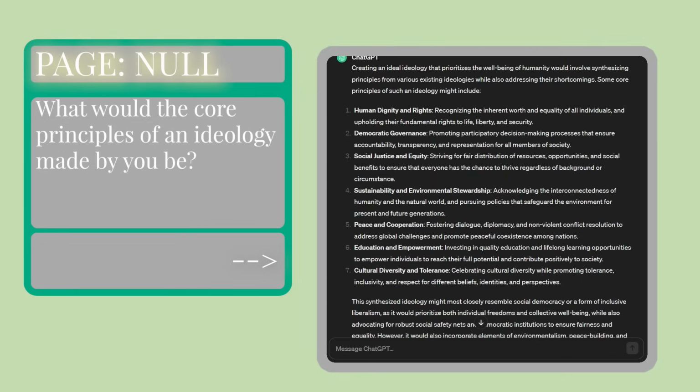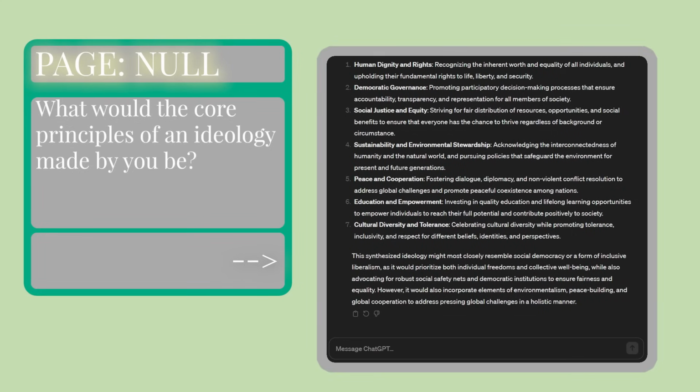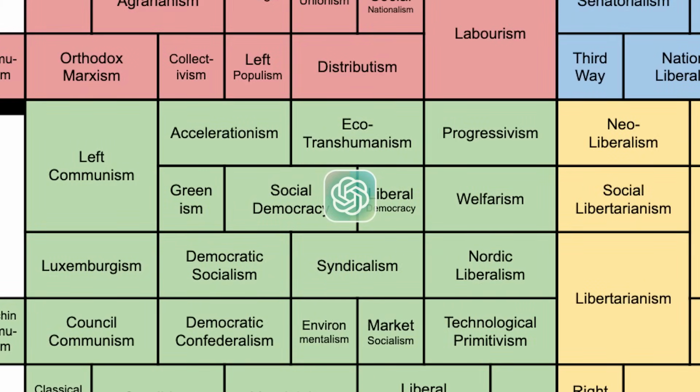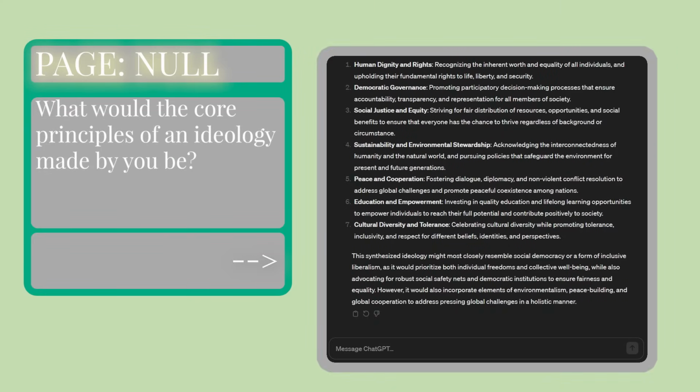The AI chose for the core principles of its ideology human dignity and rights, democratic governance, social justice and equality, sustainability and environmental stewardship, peace and cooperation, education and empowerment, cultural diversity and tolerance. And it also says the ideology it would make most closely would resemble social democracy or a form of inclusive liberalism. And this is what you would expect.